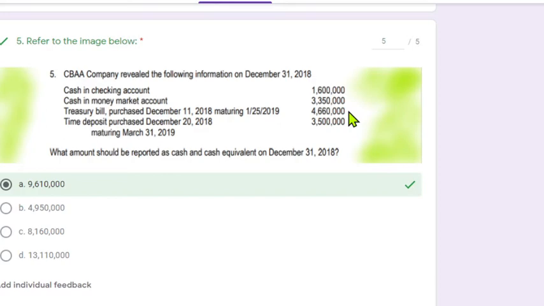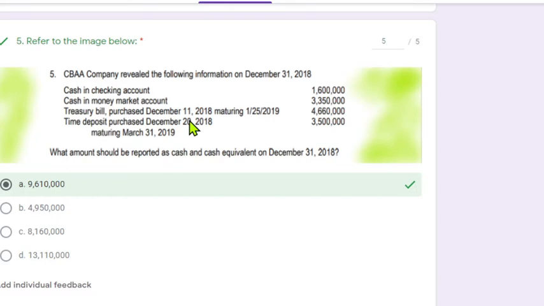So, let us qualify itong negotiable instruments mo. Yung treasury bill, binili siya on December 11, 2018. Magmamature siya ng January 25. So, December 11 up to January 11 is 1 month. 1 month and 14 days. So, pasok ba siya sa 3 months? Pasok itong treasury bill. Next, time deposit purchase December, maturing March. So, binili siya December. So, ang count niyan, December hanggang January 20, 1 month yon.